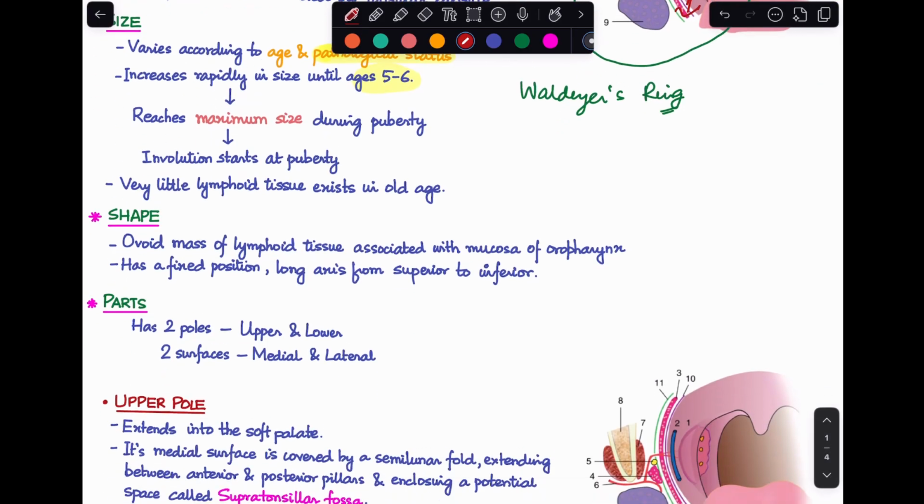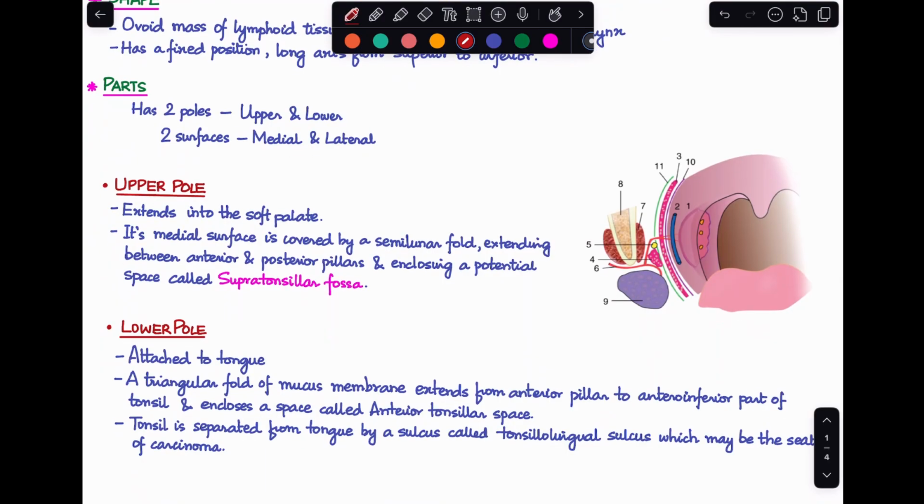Now let's talk about what are the different parts of tonsil and what does each part contain. So if you look here, this here is the upper pole, this here is the lower pole. So a tonsil has two poles, upper and lower pole, and it has two surfaces, the medial surface and the lateral surface. So these are the four parts of the tonsil. Let's discuss each one of them.